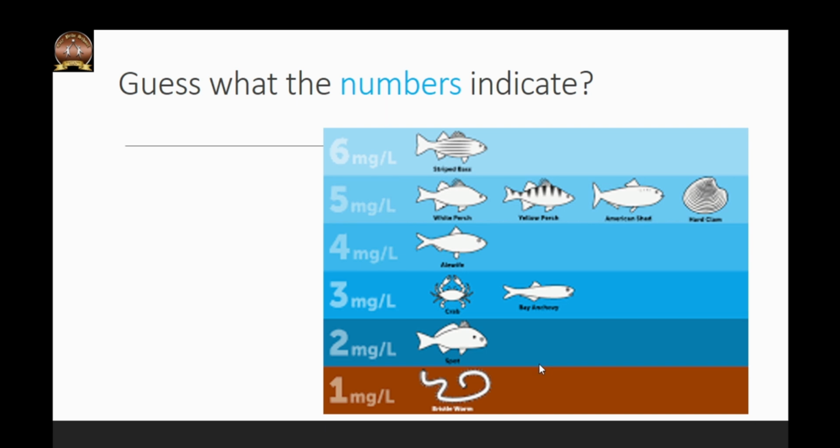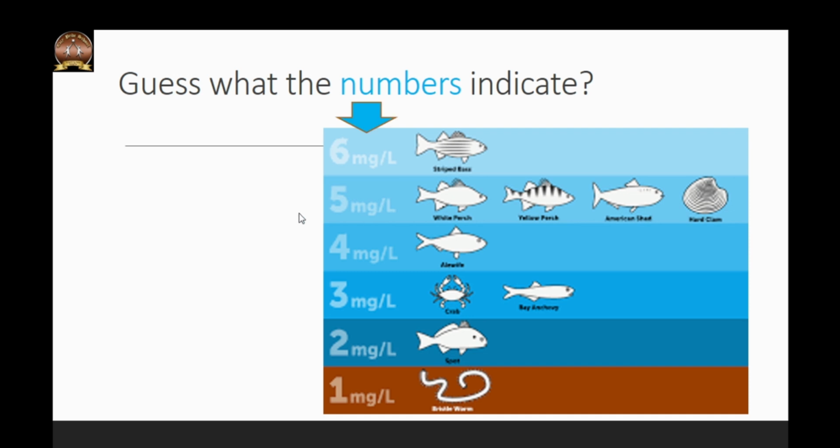Take a close look at this figure. Guess what the numbers indicate. 6 mg per liter, 5 mg per liter, 4 mg per liter and so on up to 1 mg per liter. You can also see that the variety of life that exists in the different levels of a water body decreases as we go deeper and deeper.